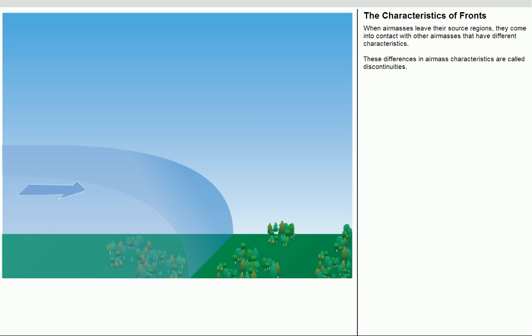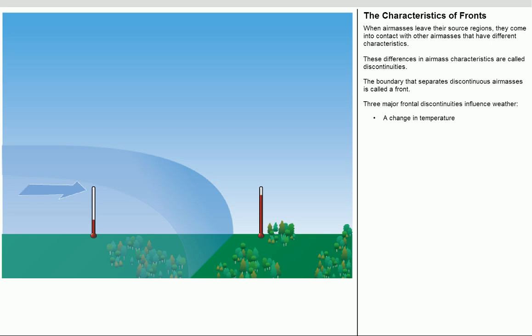Air masses acquire moisture and temperature characteristics of their source regions, but when they move from their source regions, they come into contact with other air masses that have different moisture and temperature characteristics. These differences in the moisture and temperature characteristics between converging air masses are called discontinuities. The boundary that separates these discontinuous air masses is a front. Depending on how extreme the discontinuities are, some frontal weather can be very severe and hazardous to flight. Other fronts might produce relatively mild weather.